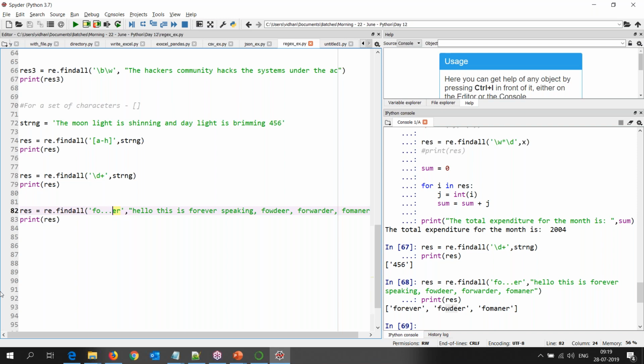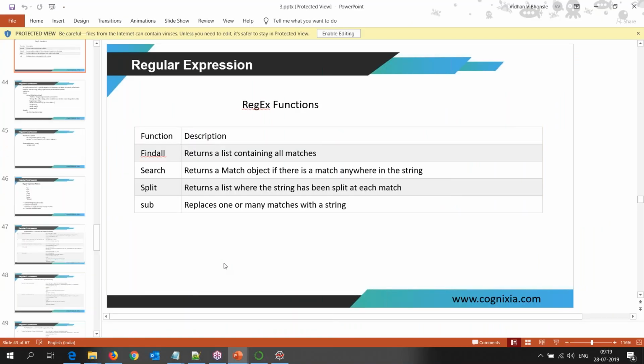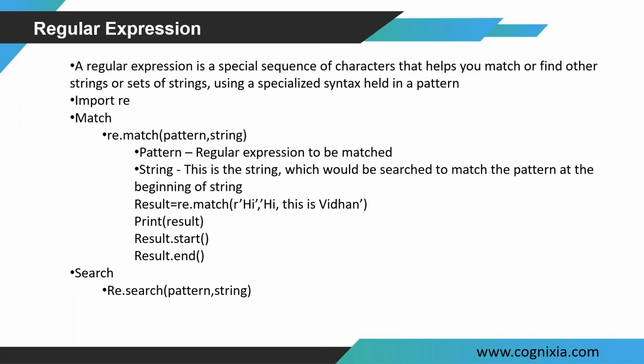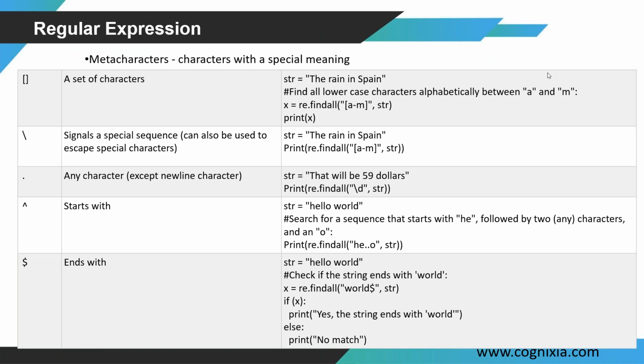Good. Okay. Let me check the PPT once, guys. Okay, so we have seen square bracket, we have seen backslash, we have seen dot, we have seen caret. Right, fill in the blanks. Ends with, right, try this exercise out. Ends with dollar sign is basically for the end. Caret sign is basically for the start. Okay, try this part out where you have word dollar in a string.